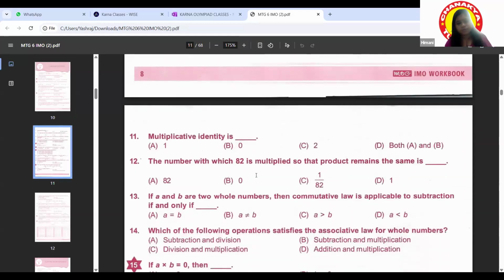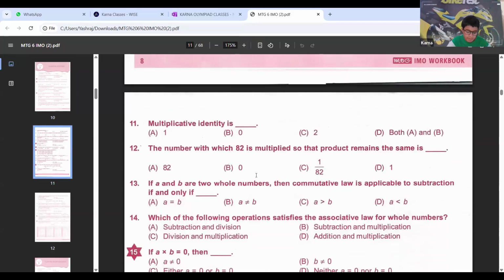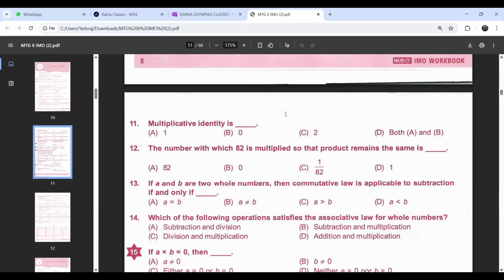Now tell me, 11. The 11th one is A. The 12th one is D. Then 13th. The 13th one is B. Yes, ma'am. No, wrong. What did you say? B. Yes, ma'am. No.